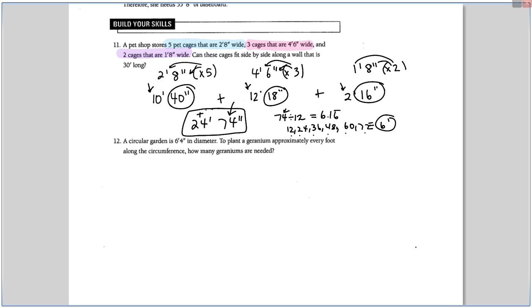So we need to add 6 feet to this 24, so 30 feet. And then remember, we only got to 72, and we needed to get to 74, so there's 2 inches left over. Alright, so here's your final answer, 30 feet 2 inches. It says, can these cages fit side by side along a wall that is 30 feet long? No, there's 2 inches too much.